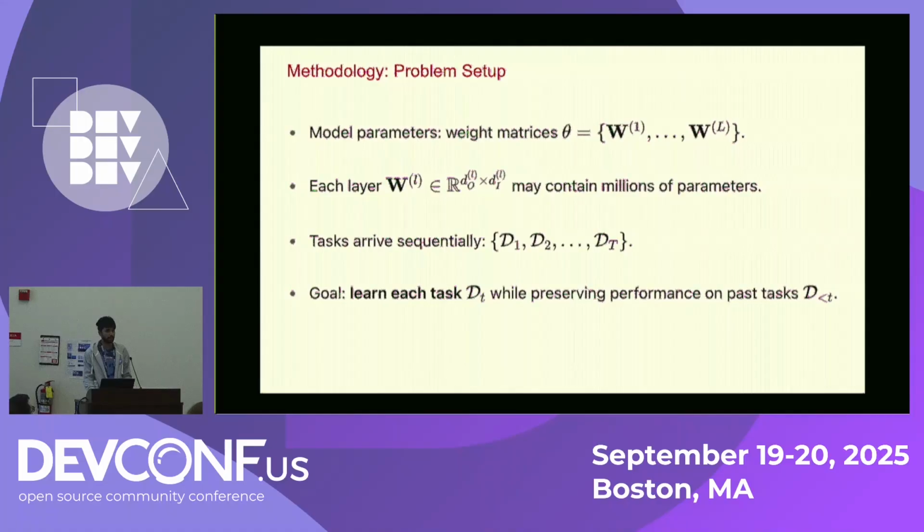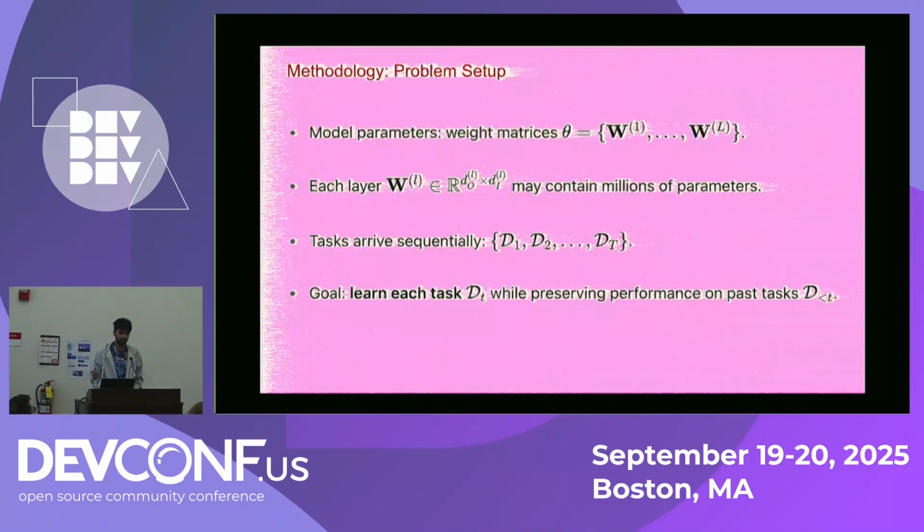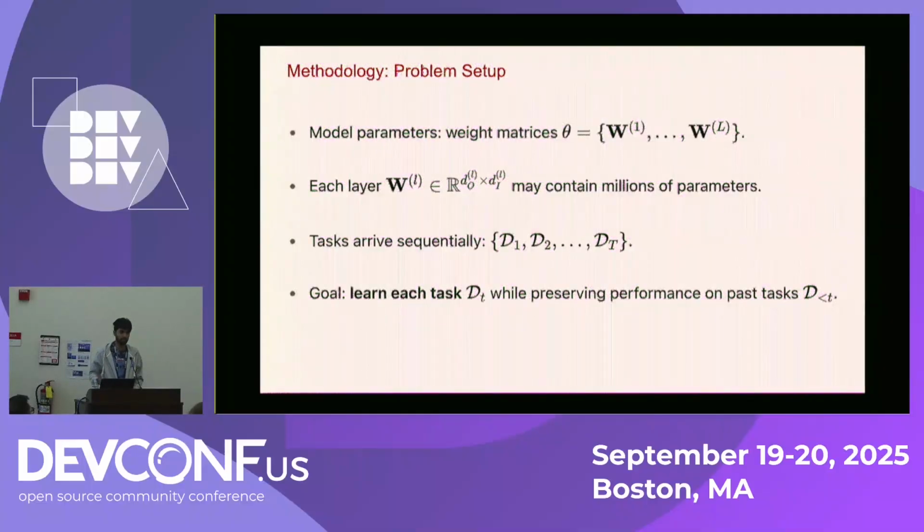Okay, again, taking a step back, what is the problem setup? You have these model parameters. Let's say you have L layers, and each layer has a matrix W. Each matrix is of dimension D0 cross Di, and it can contain millions of parameters. For example, Llama 2 7B has millions of parameters for each weight matrix.